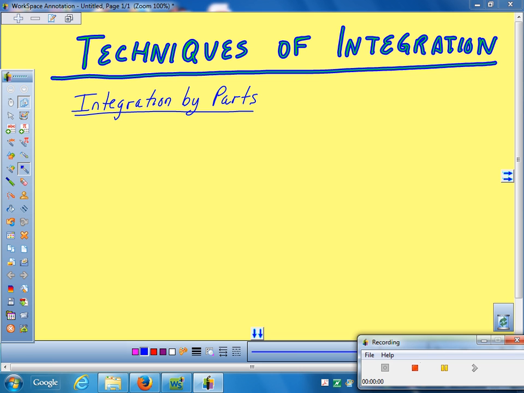You'll notice this section is techniques of integration. Forget you have the calculators, because you're not allowed to use them. This is all totally and completely by hand.